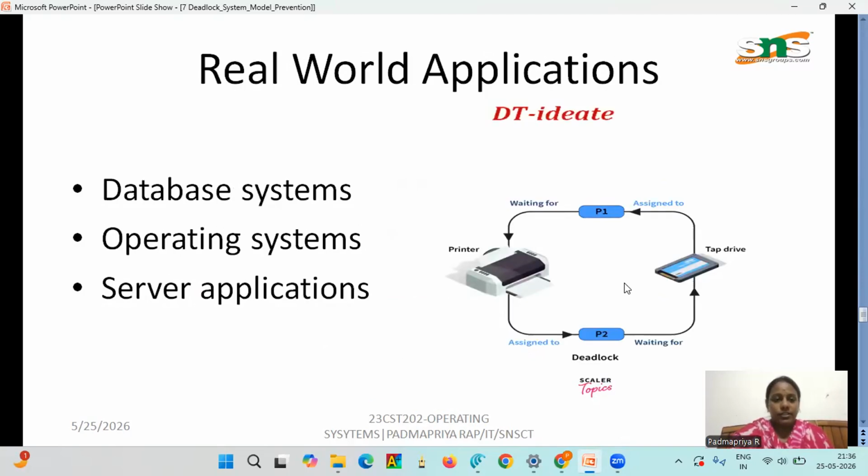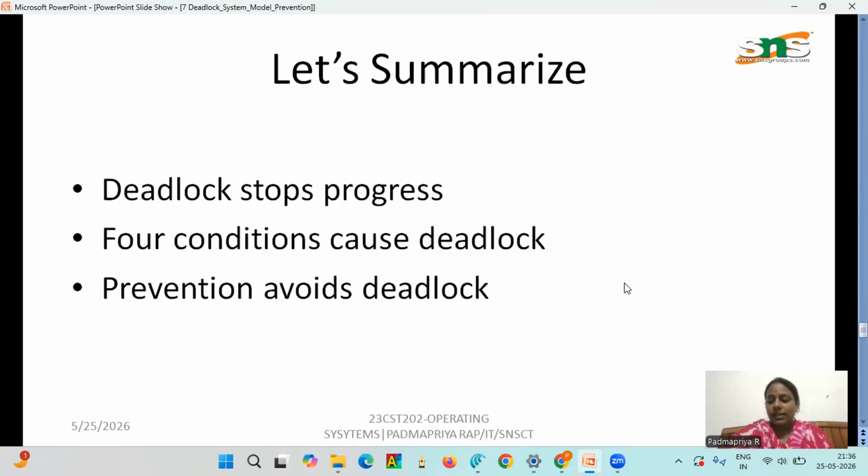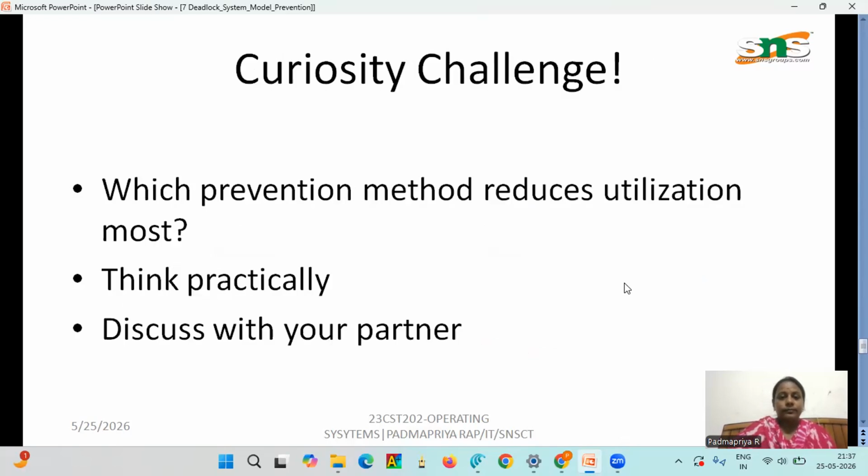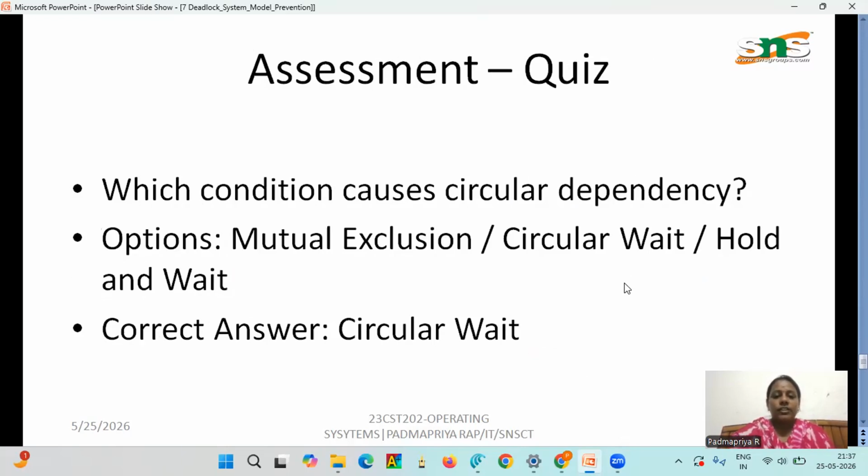The real world applications are database systems, operating systems, and server applications. Let's summarize this session: deadlock stops progress, and four conditions cause deadlock. Prevention avoids deadlock. For the curiosity challenge, we are going to discuss which prevention method reduces utilization most, and think practically about it. And which condition causes circular dependency? Of course, it's mutual exclusion, hold and wait, circular wait. Thank you.